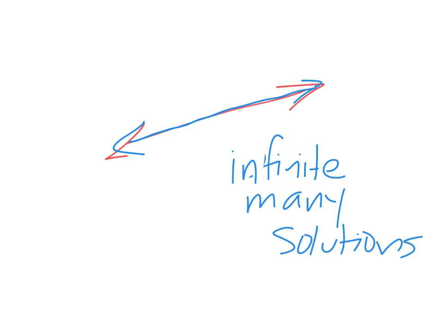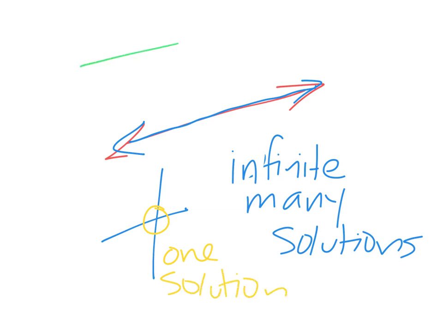If you have where two lines cross, how many solutions do you have? One solution. And if you have two parallel lines, how many solutions do you have? No solutions, because they never cross. We did this in algebra, just refreshing your memories.